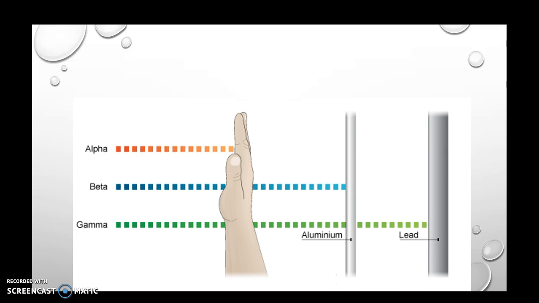Here's another picture showing that. Our alpha particles can be stopped by your hand, not a big deal. Beta particles will go through you, but they can be stopped by something small like aluminum. And gamma rays can be stopped by lead, but it still has to be several centimeters of lead. It can't be a super thin sheet.